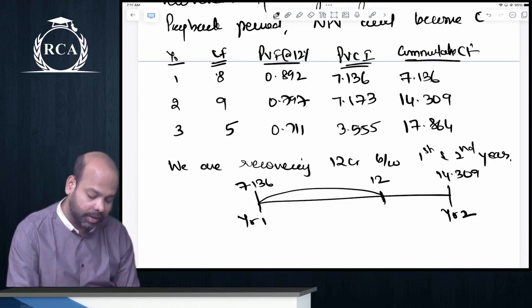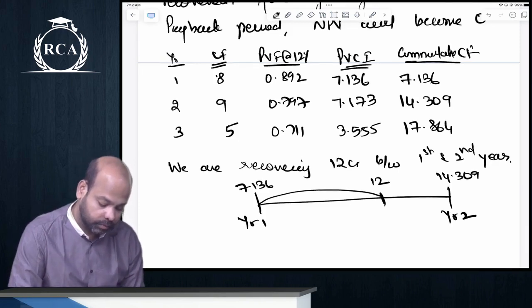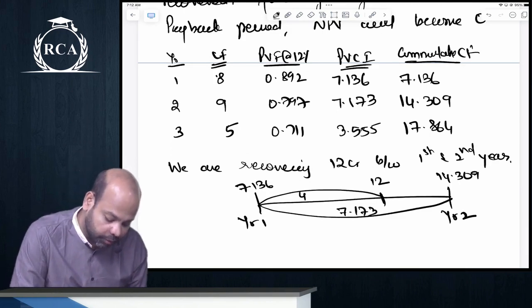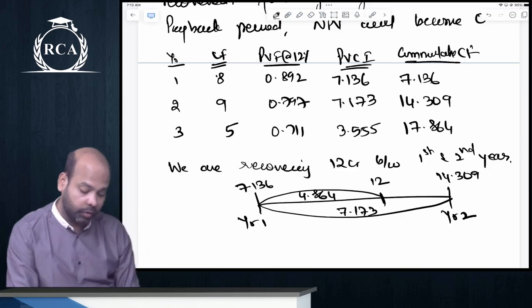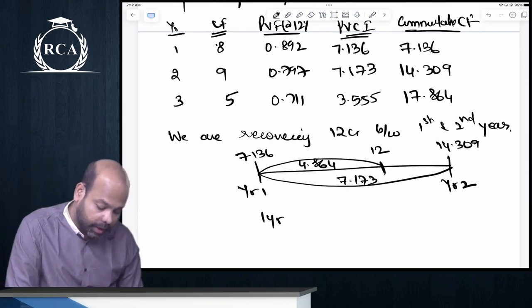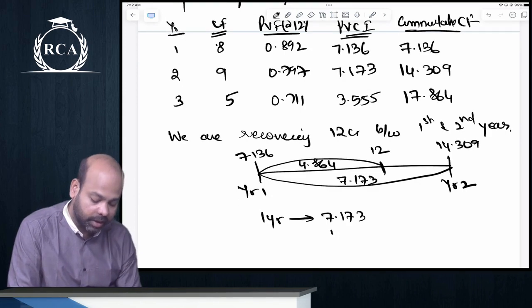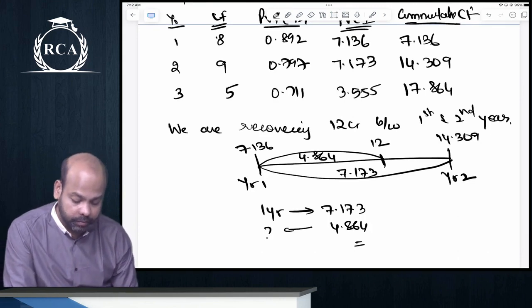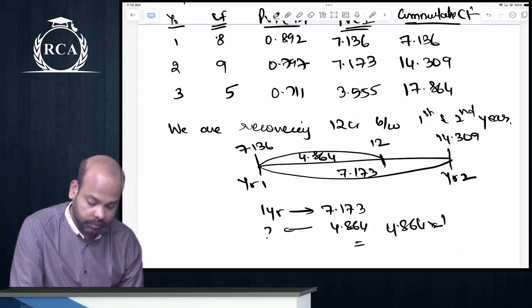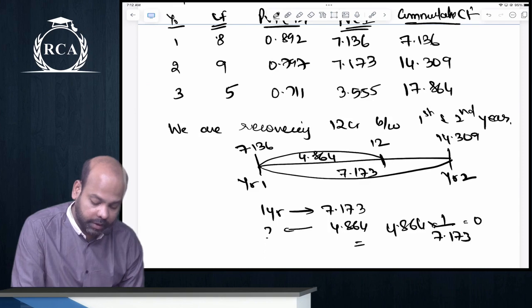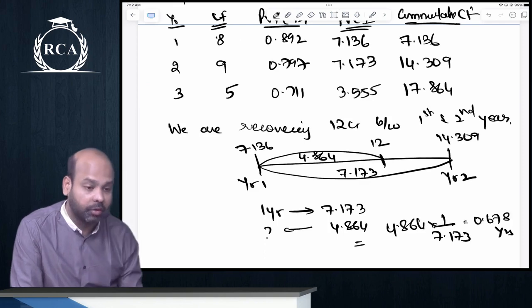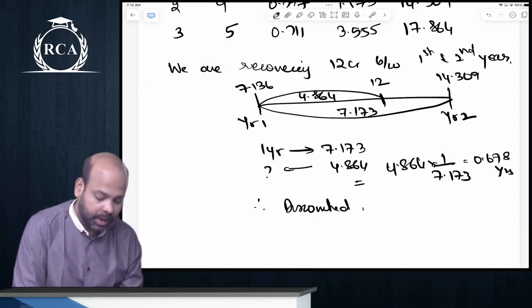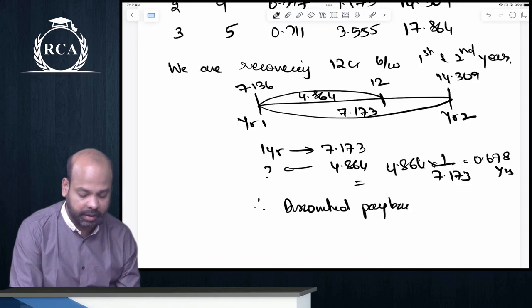What is the difference from here to here, beta? Total difference is 7.173, but you would want a difference of only 4.864. In 1 year, beta, it is changing by 7.173. So for 4.864, what shall be the proportionate change? 0.678 years. So therefore, the discounted payback period will be 1.678 years.